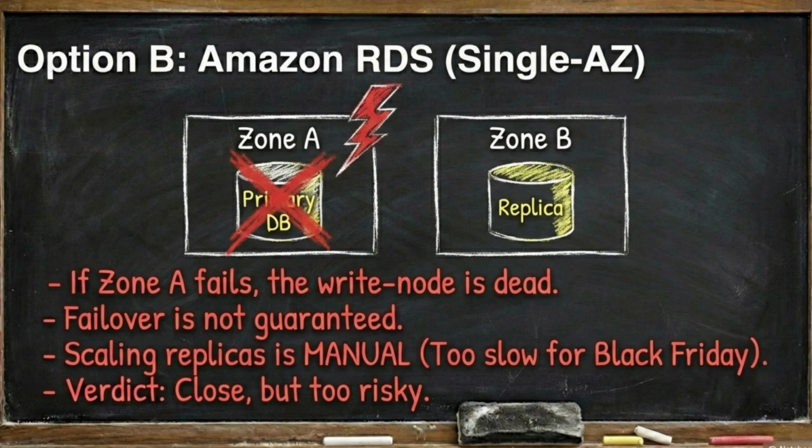This one is interesting. RDS provides managed MySQL, and read replicas are exactly what you want for scaling read-heavy workloads. But this is a single AZ solution. If that availability zone goes down, your store goes down with it. Yes, the option mentions replicas in another AZ, but the primary write instance still lives in a single zone. And there's no automatic scaling of replicas here. You'd have to add and manage them manually. Option B, close but not enough.